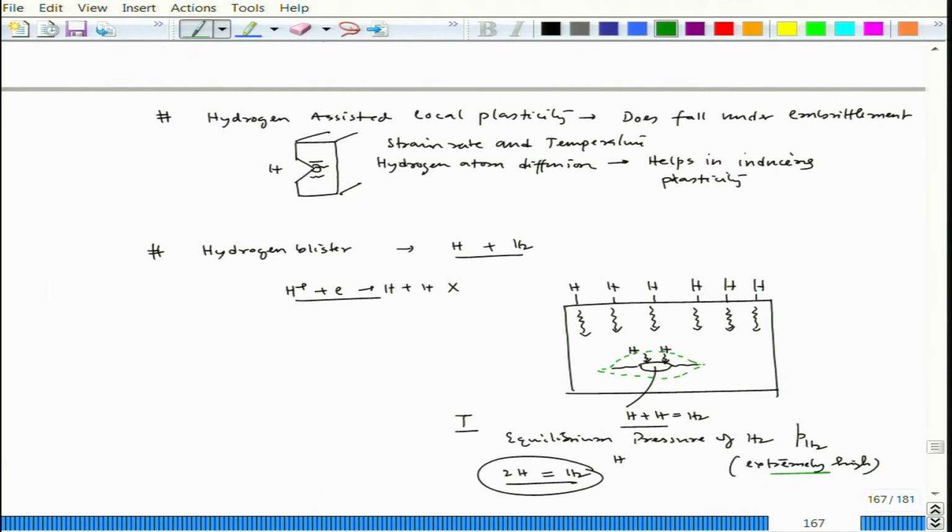And now the question is, once it is combined to H2, that H2 will not be able to push through the matrix of the metal, because it is a bigger molecule, it cannot push through. So, that hydrogen is getting accumulated inside the small void, and since it requires an extremely high equilibrium pressure, the pressure buildup happens inside the small cavity or void, and that leads to fish mouth kind of failure. So, this is hydrogen blister, fine.